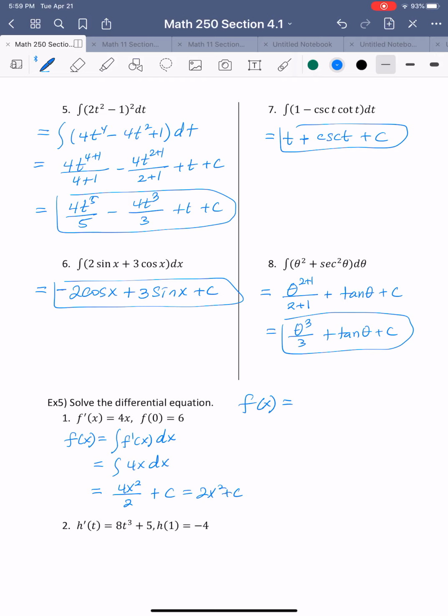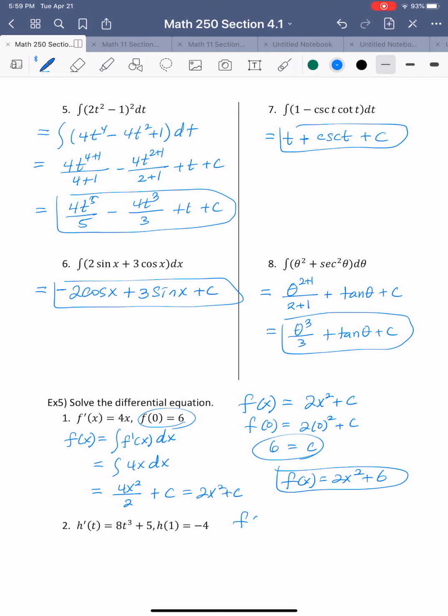But f of 0 equals 6. So now your f of x is 2x squared plus c. Now f of 0, I can use 0 as x, which is the same as 6, which is c. So c is 6. So f of x becomes 2x squared plus 6.